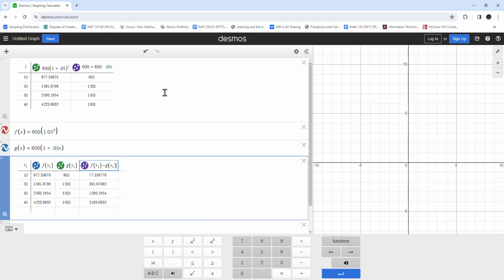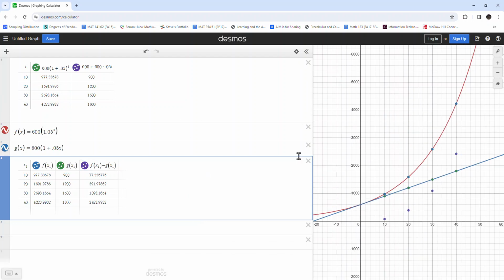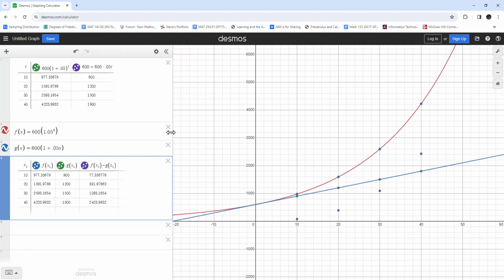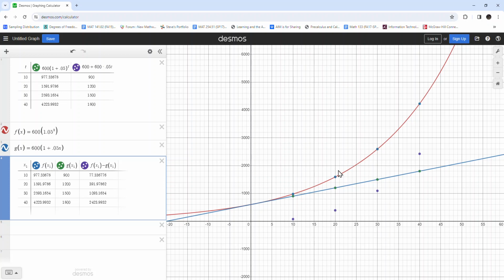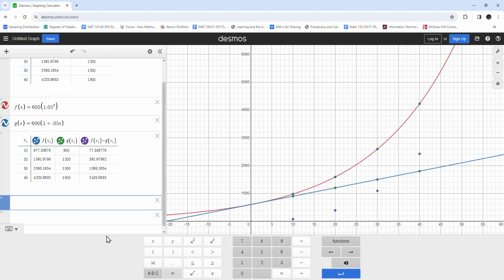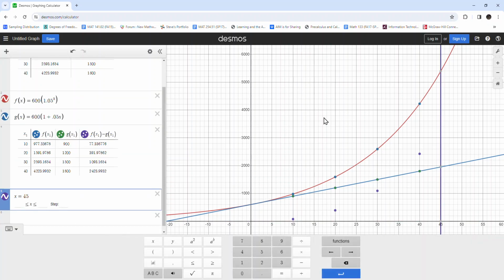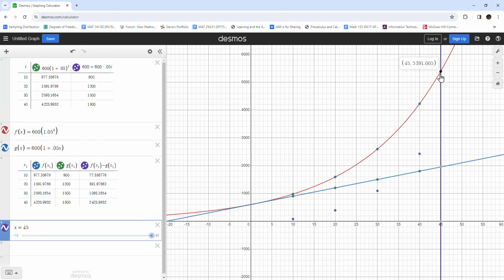Now, we were supposed to look at a graph. So if we hit our zoom fit on any one of these tables, we can now get this nice picture of the graph. And you can see that the exponential here in red gives us this nice separation between the linear, or the simple interest, and the compound interest. And looking at 45 years here, I could draw in x equals 45. Here's that big difference between the two.